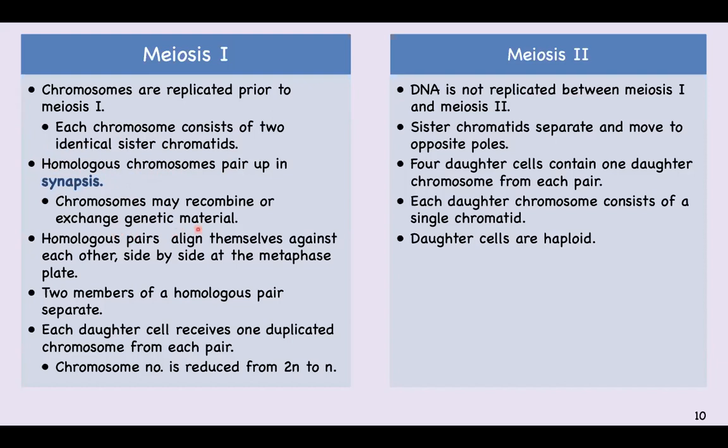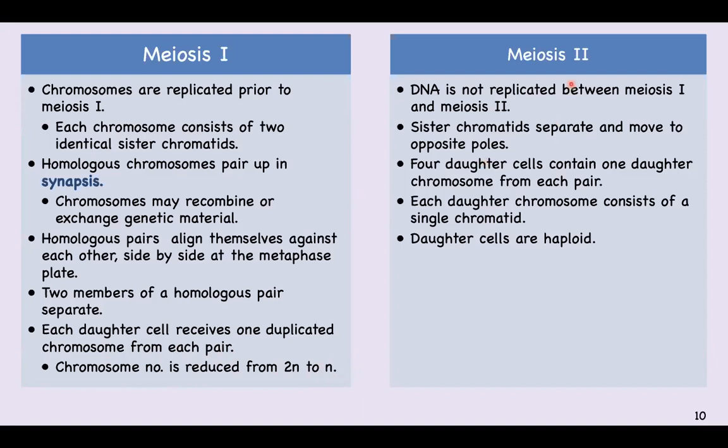So chromosomes may recombine or exchange genetic material. So that is synapsis, crossing over, another word for it. Okay. So homologous pairs align themselves against each other, side by side at the metaphase plate. Homologous pair. Okay. Two members of a homologous pair separate. This is anaphase. And then each daughter cell receives one duplicated chromosome from each pair. And the chromosome number is reduced from diploid to haploid.